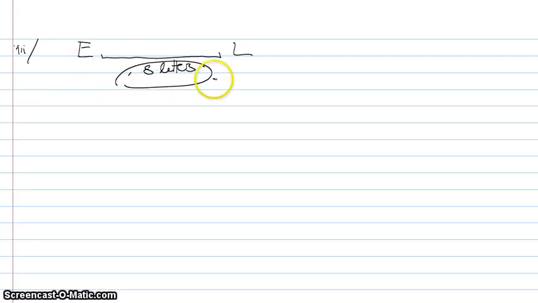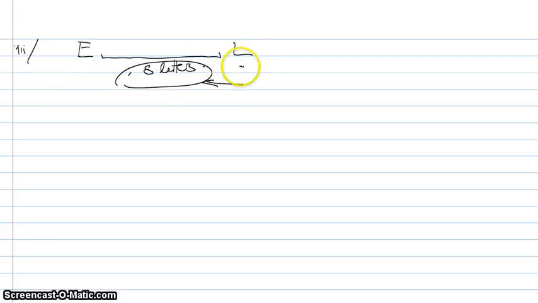Part 3 tells us that it has to begin with the letter E and end with the letter L. So our word has to look like E. Then in here there's a jumble of 8 letters. And then there has to be an L. So really the question is, how do I arrange these remaining 8 letters?